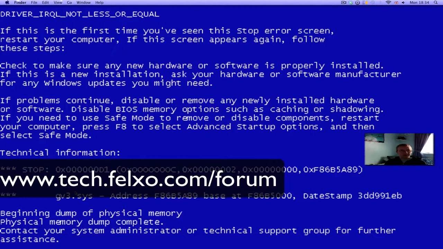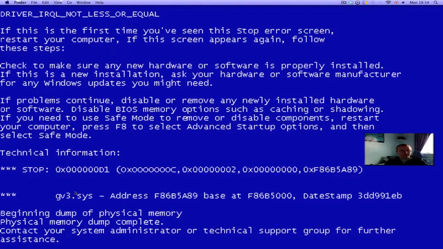Basically, blue screens of death are pretty much a fact of life with computers, so you're either going to have to deal with them or find a way to deal with them yourself. So that's basically the only option on blue screens of death.